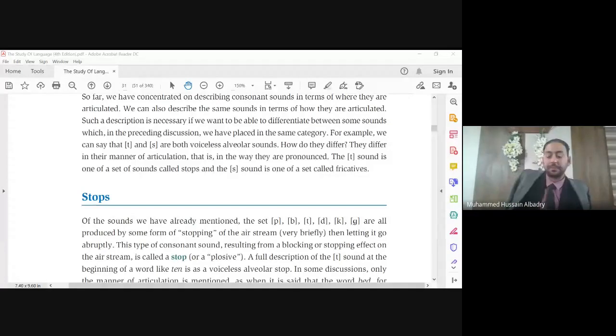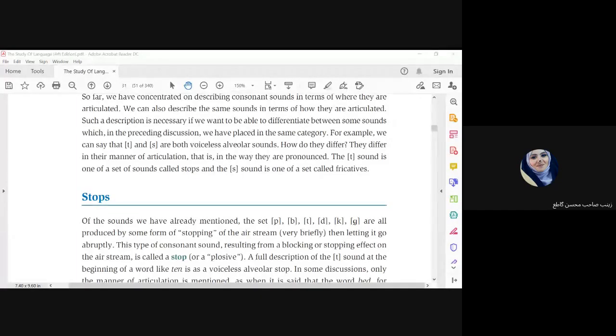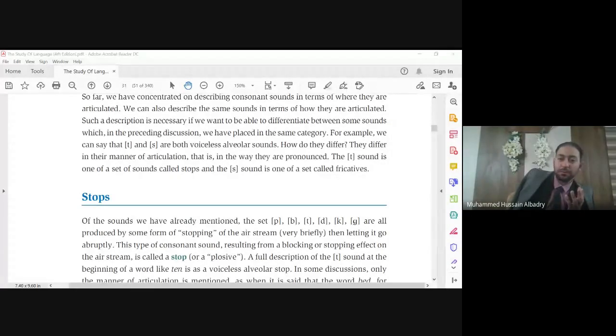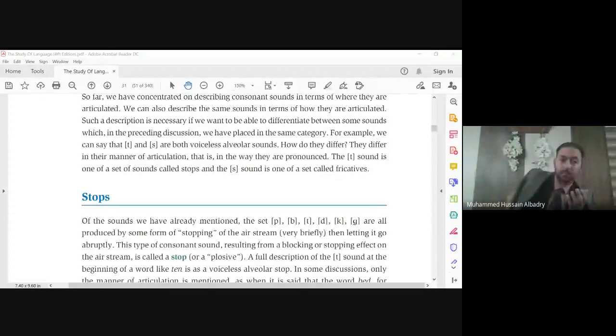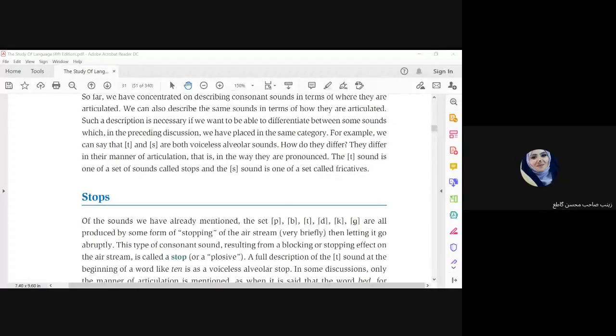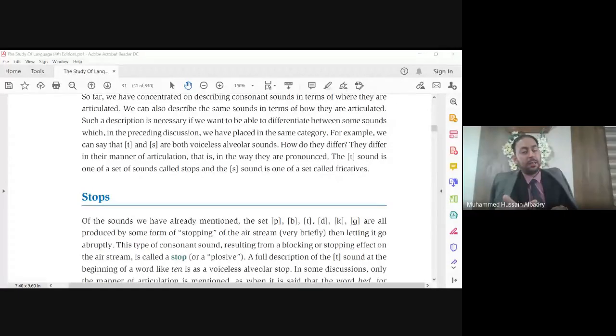Zainab Sahib. Yes. You want to talk about this point? Why does the sound not go out of your mouth? Because the sounds are formed by completely stopping the airflow. Why? Made by blocking a part of the mouth so that no air can pass through. Good, great. So this is my point, Zainab.